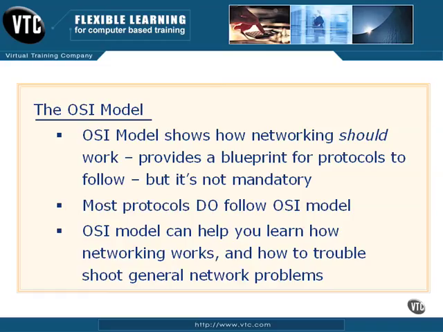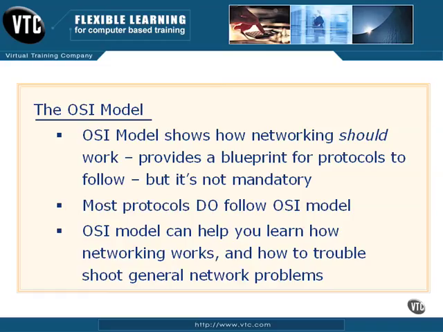Now, as a quick review, the OSI model, as we know, is just a model. It's a concept. It's a blueprint that shows how networking should work. Different protocols and different technologies can be written to the specifications of the OSI model, but keep in mind, that's not mandatory. However, I will tell you that most protocols in some form or fashion do follow the OSI model. They may not follow all 7 layers, or they may have layers combined, or they may only take place at certain layers, but they generally follow the OSI model.